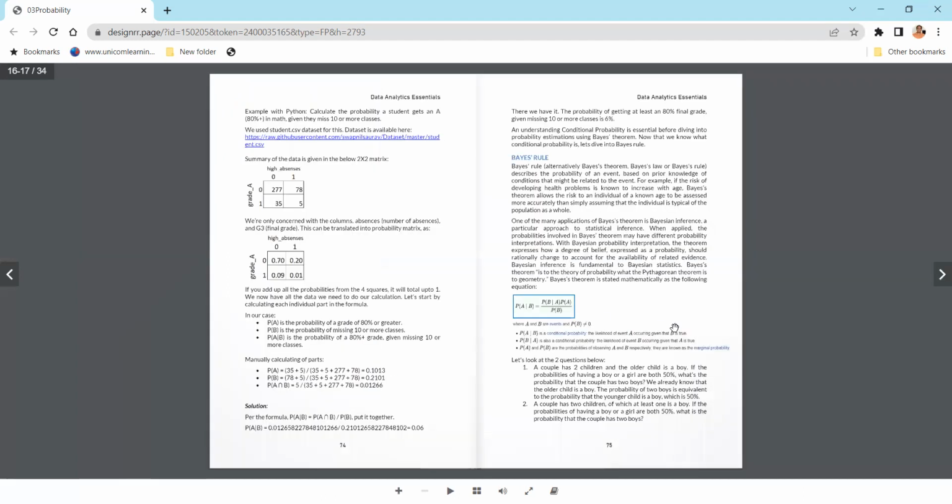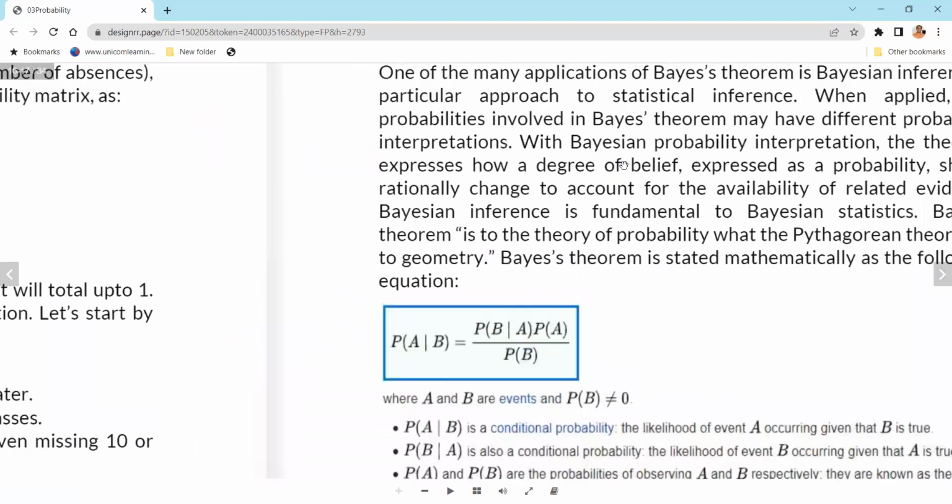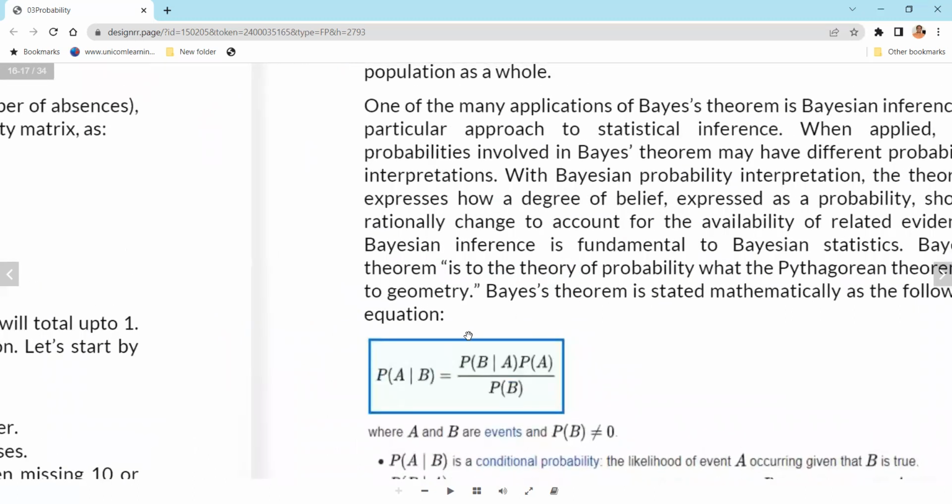Let's go back and see what else. This is called Bayes rule. Bayesian theorem, or Bayesian probability, is based on Bayes rule. Bayes rule is what we just discussed: given that, what is the probability of A? Probability of A is independent of B, but now I'm talking about the probability of A given B.